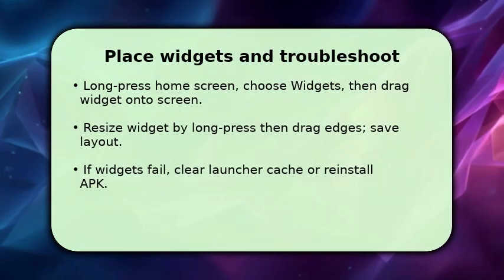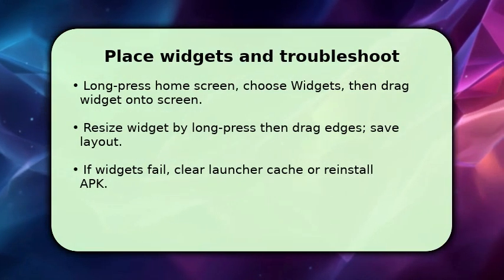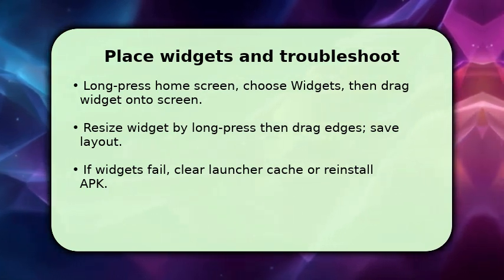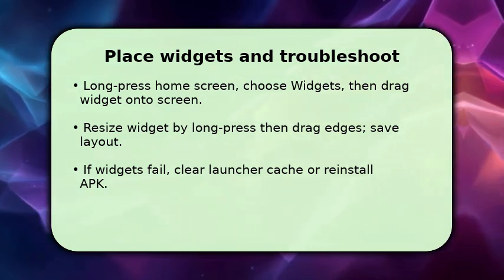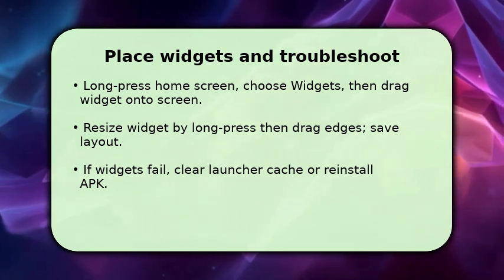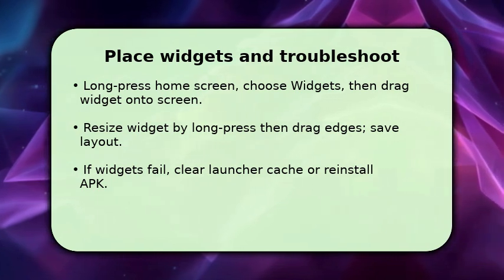You finish by adding and adjusting widgets on the home screen. Long press an empty area, tap widgets, select the widget you want, and drag it to the desired spot. Release to place. Make sure to resize if available by long pressing the placed widget and dragging its edges so content fits. Next, lock or save the layout if the launcher supports it.